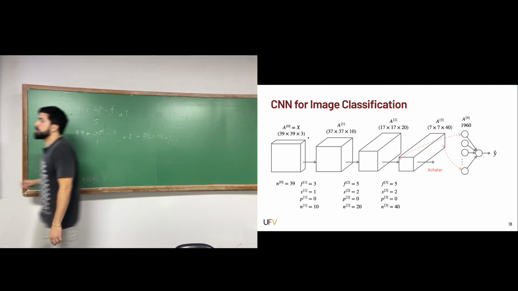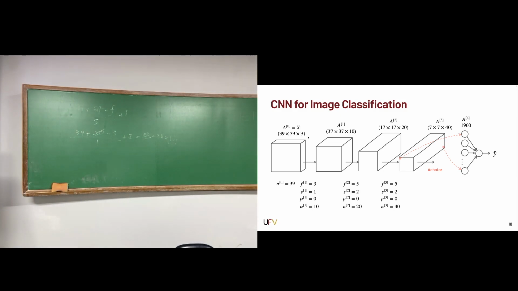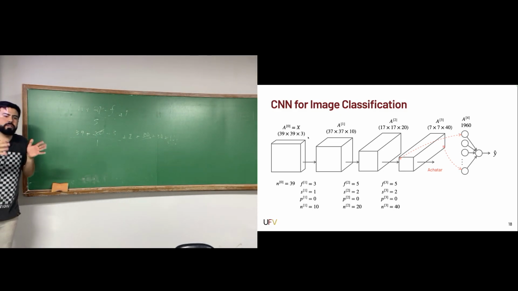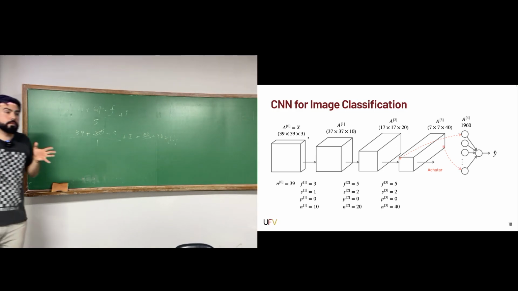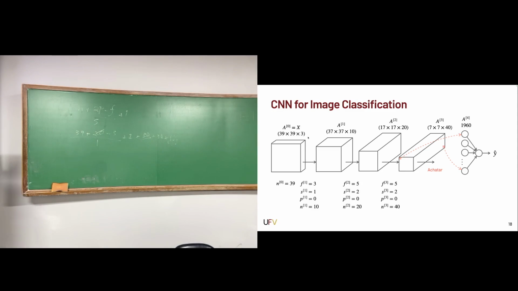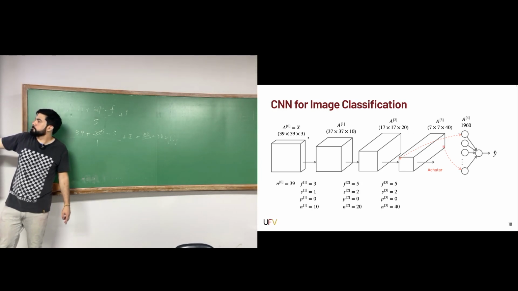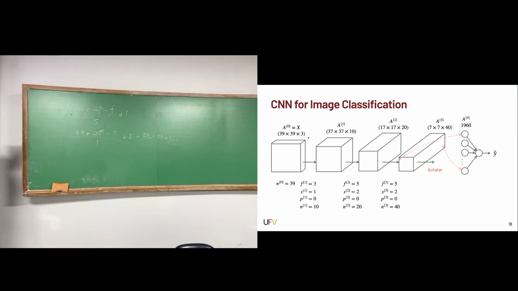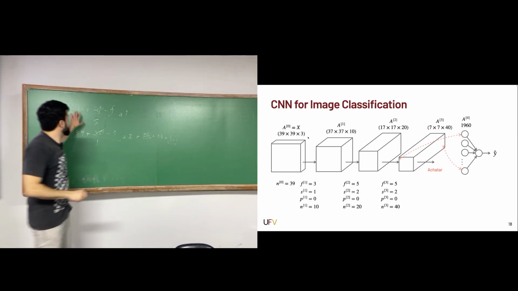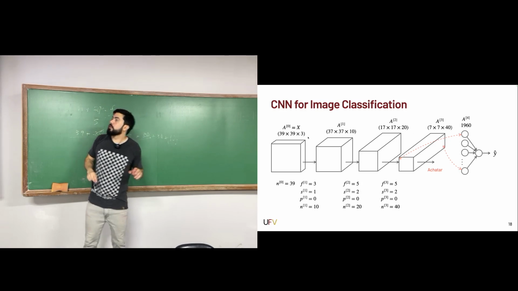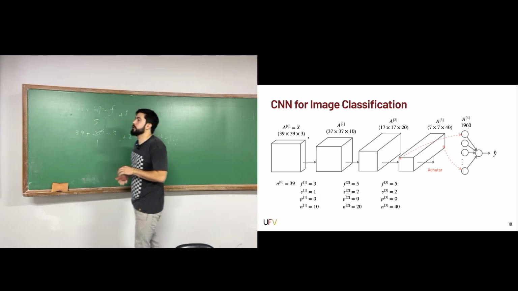Why 10? Because I have 10 filters. Remember, we stack the output of each filter to form the activation volume. So this 10 that you see here comes from this 10. The same way that this 20 you see here comes from this 20 here. And this 40 that you see here comes from this 40 here. Okay? And the sizes you can compute using this formula.